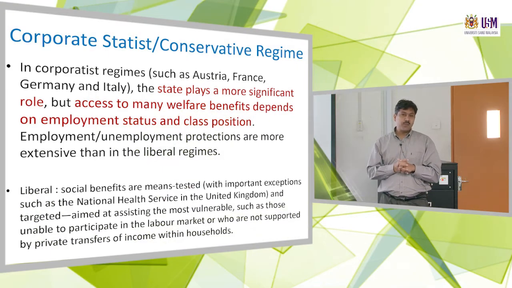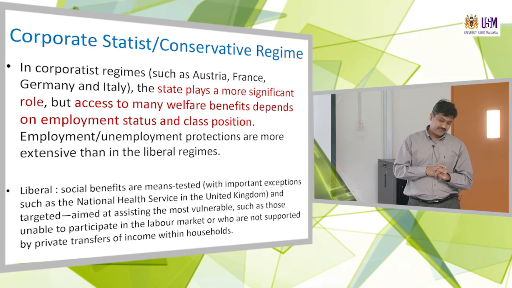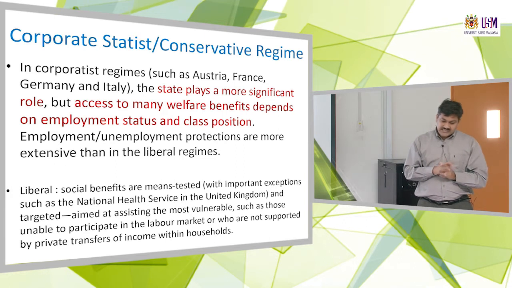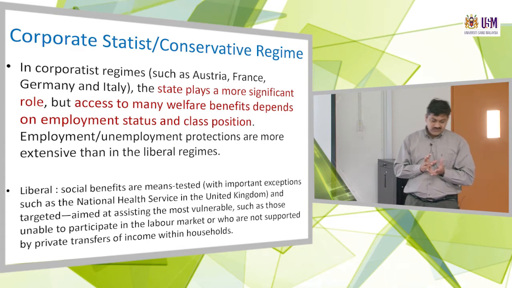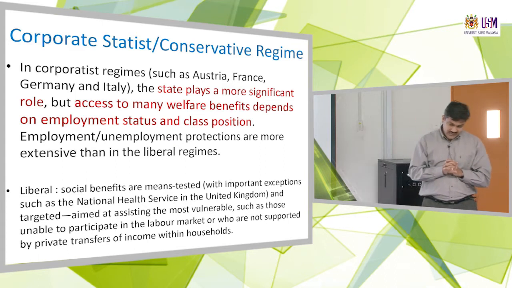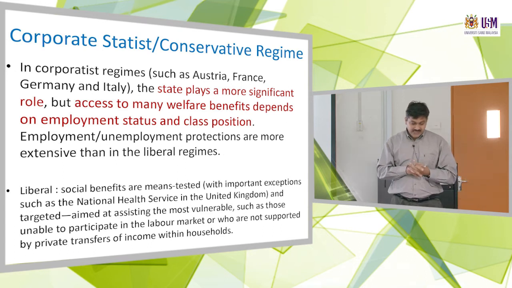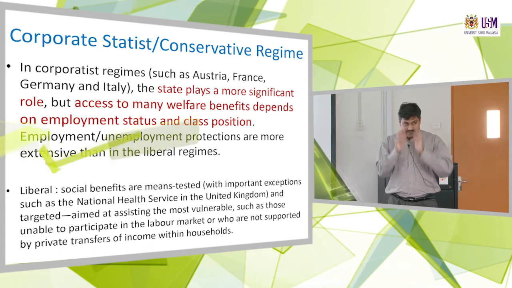The third type is the corporate statist, or what they call the conservative regime, in states such as Austria, France, Germany, Italy. The state plays a significant role, but access to many welfare benefits depends on your employment status and class position. Employment and unemployment protections are more extensive than in liberal regimes. It's somewhere in the middle. So your commodification is not very high, not very low, but it's still there, the intermediary level. So this is what he calls a corporate statist or conservative regime.